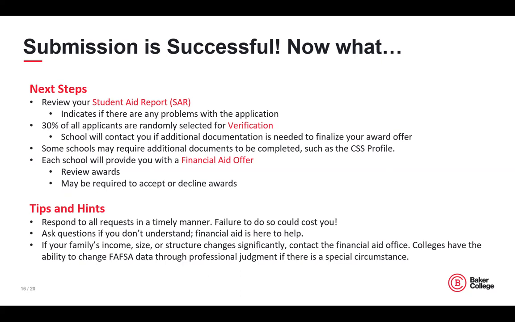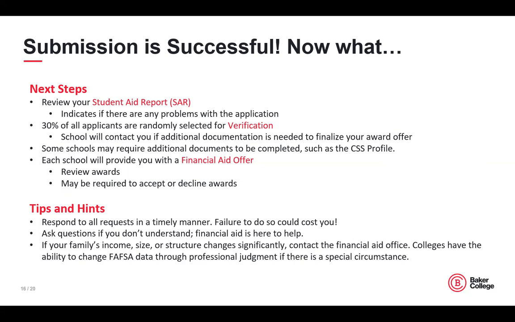Additionally, your schools may ask for more information. 30% of all applicants are selected for verification and need to turn in additional information to substantiate what was reported on the FAFSA. Be sure you know how your college is going to communicate with you, whether it'll be your personal email, your assigned college email address, a portal, or through the postal mail. At Baker College, we communicate via a college assigned email address, through a portal, and through the postal mail.